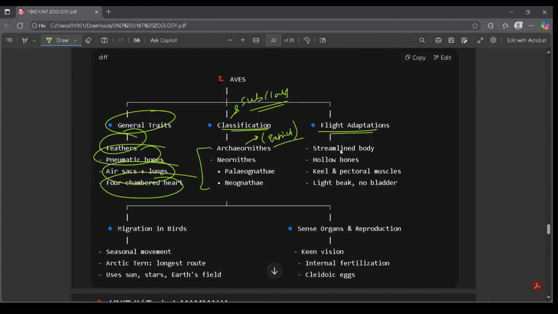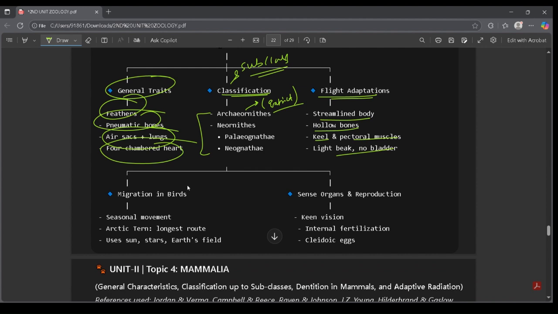Now we have flight adaptation: streamlined body, hollow bones, keel and pectoral muscles, light beak, and no bladder. They don't have teeth, of course, to reduce skull weight. Migration: birds show seasonal movement. The Arctic tern has the longest route, and uses the sun, stars, and Earth's magnetic field for migration. Senses and reproduction: keen vision, internal fertilization, and cleidoic egg.